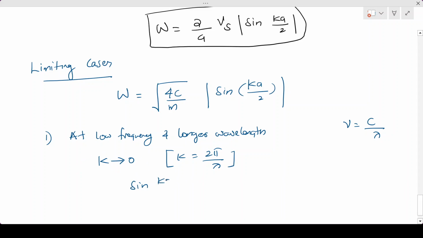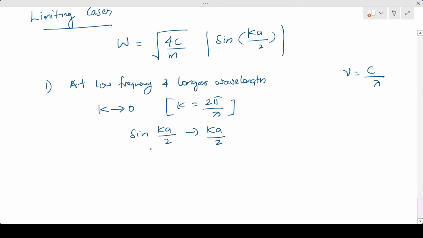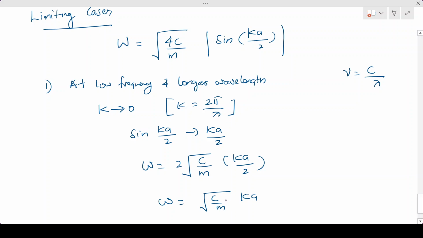So sine Ka by 2 can be approximated as Ka by 2 in that scenario. If lambda is very high, then k will be tending to 0, so sine Ka by 2 will be tending to Ka by 2. So omega becomes root 4C by M times Ka by 2, that is omega equal to root C by M times Ka. So this is the equation for a longer wavelength at a lower frequency.